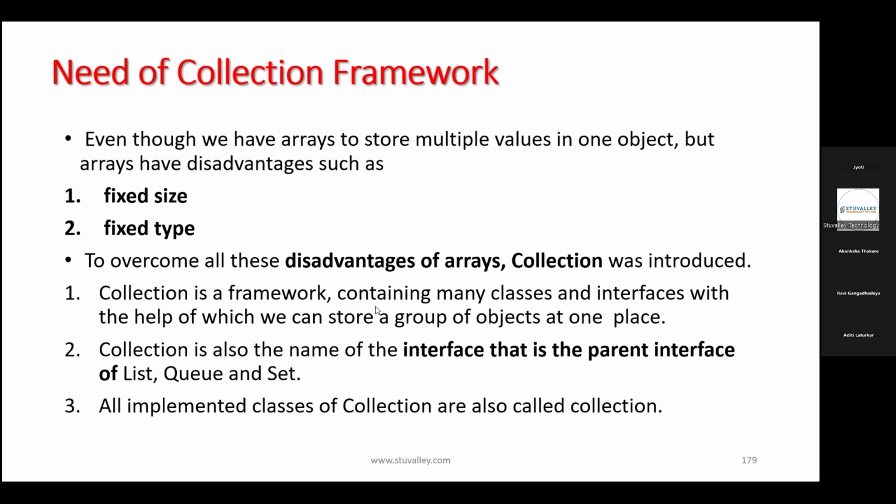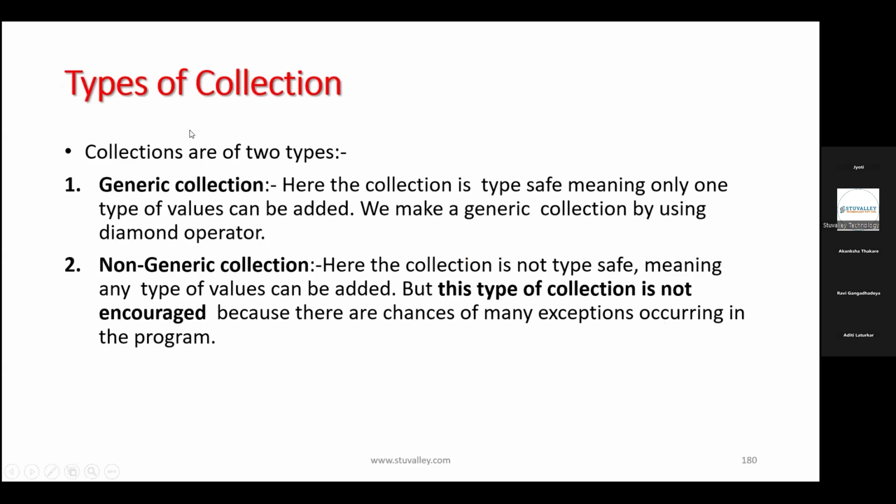So basically, what is collection? It is a framework. It is providing you some data structures to store the data, and to overcome the disadvantages of arrays, we can use the collection framework, interfaces, and classes to store the data. So what are the basic types of collections? There are two types of collection. First one is the generic and second one is the non-generic.